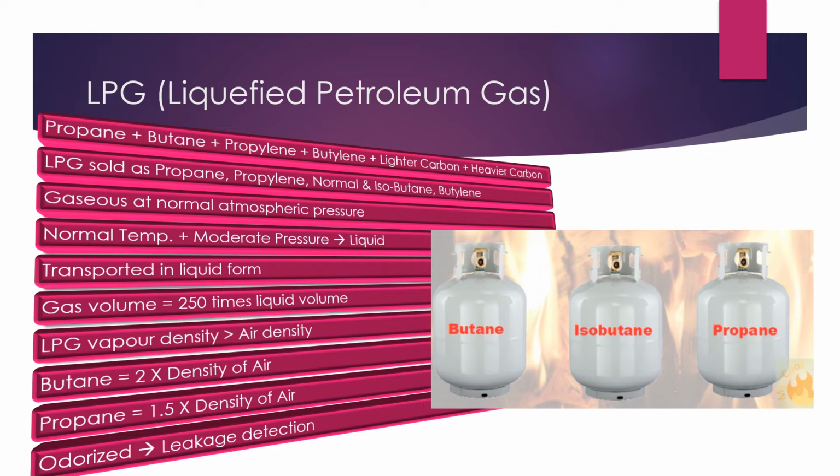The density of LPG vapor is more than the density of air. The density of butane is approximately 2 times the density of air. The density of propane is 1.5 times the density of air. Since these gases are heavier than air, the vapor of these gases will cling to the ground and also fill the lowest elevation areas like drains.